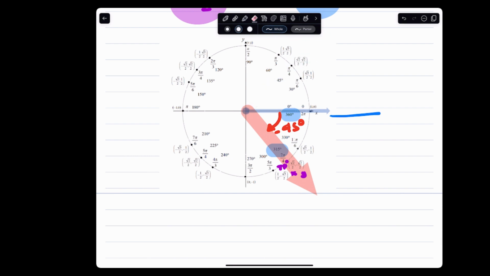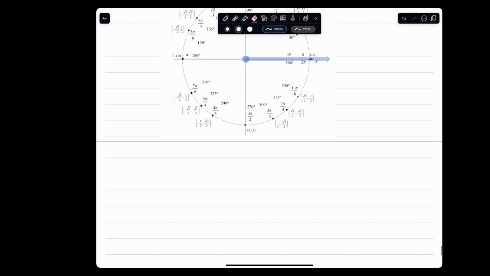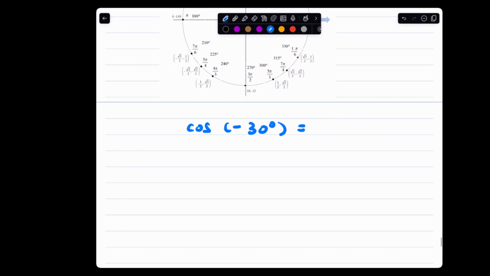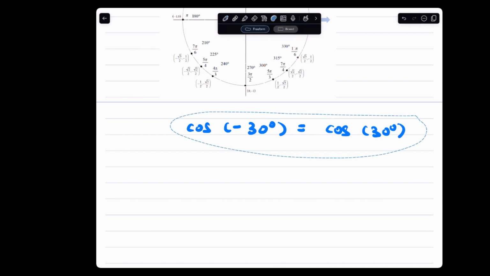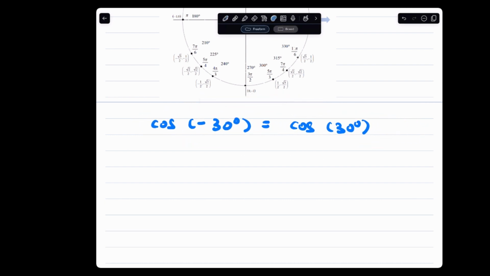Okay, I'm gonna erase all the work we just did here. And now you say, okay, what about cosine of the negative angle? Well, cosine of negative 30 degrees is easier. Cosine of negative 30 degrees is the same as cosine of what? 30 degrees. Does anybody know why? What's the definition of cosine? Is it the x-coordinate?